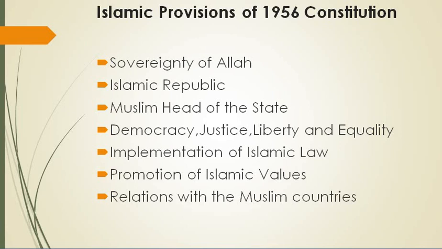So what were the salient features of the Islamic provisions of the 1956 Constitution? Here we have to discuss only the Islamic provisions. As you know about the sovereignty of Allah, we discussed it in the Objectives Resolution. So what is the Islamic Republic? Pakistan is an Islamic Republic. For the first time the state was proclaimed an Islamic Republic. It was given the name of the Islamic Republic of Pakistan.